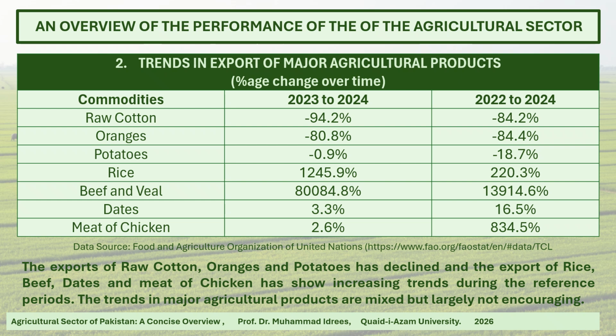The trends in major agriculture products are mixed but largely not encouraging. Export of raw cotton is decreasing over time. Export of oranges is decreasing over time. Export of potatoes is decreasing over time. However, it is to be noted that these analyses are based only on the statistics from 2022 to 2024.